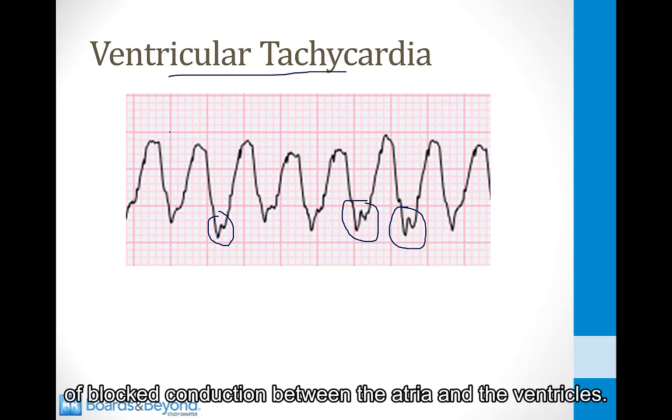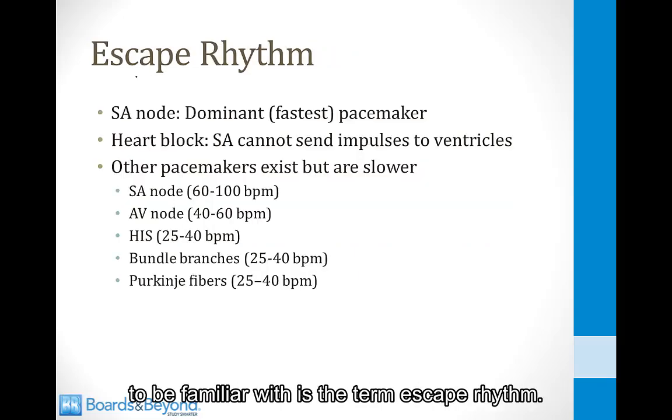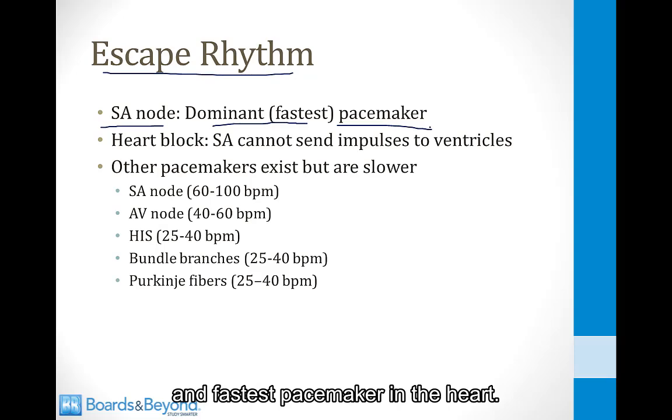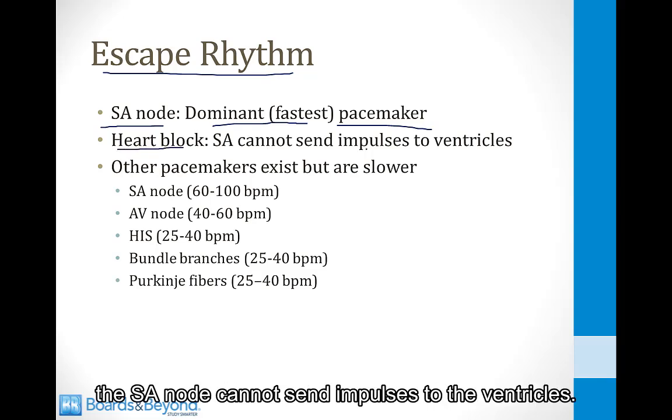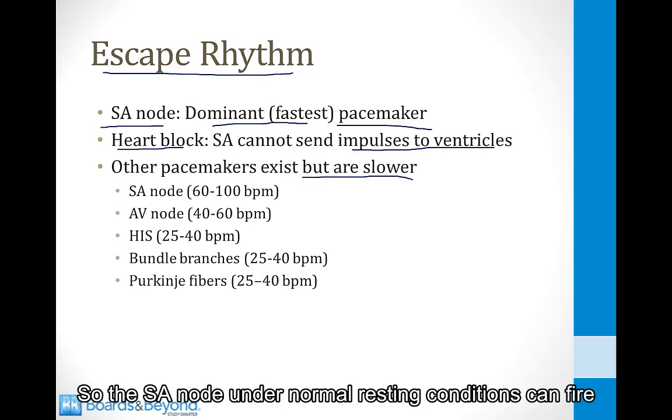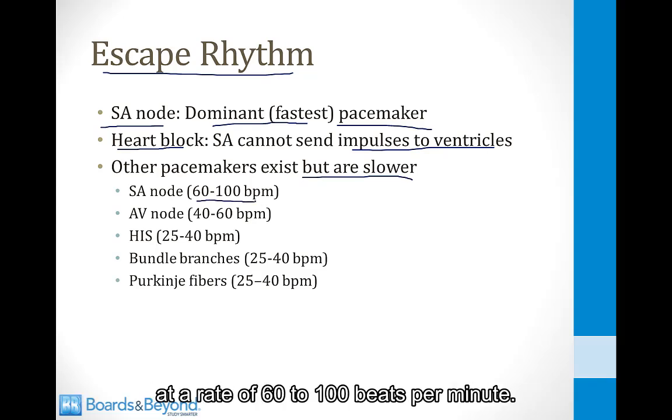Another important term for you to be familiar with is the term escape rhythm. Recall that the SA node is normally the dominant and fastest pacemaker in the heart. It normally controls depolarization of all the cardiac structures. However, in heart block, the SA node cannot send impulses to the ventricles. Luckily, lower pacemakers exist; however, they are slower, so the SA node under normal resting conditions can fire at a rate of 60 to 100 beats per minute.